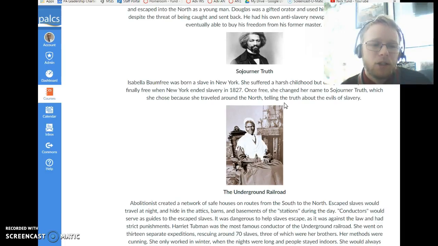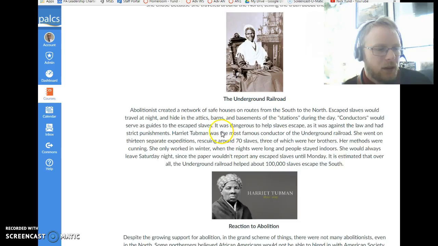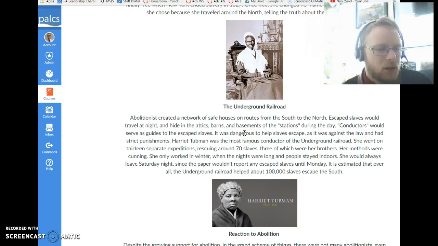Once free, she changed her name to Sojourner Truth, which makes sense because she traveled around and told people about her childhood as a slave, and so really she was a prominent voice in the abolition movement. There she is. Alright, the Underground Railroad.